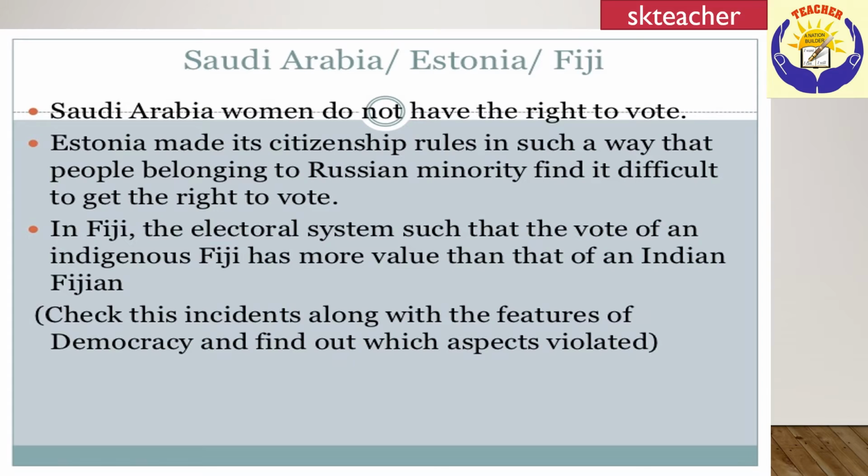So these three nations, they do not give voting right for a particular group in their nation. In Saudi Arabia, women do not have the voting right. Estonia, Russian minority do not have the voting right. In Fiji, Indian Fijians don't have the voting right. So can we say these nations follow the democratic principle? Yes or no? We'll find out after seeing one more example.